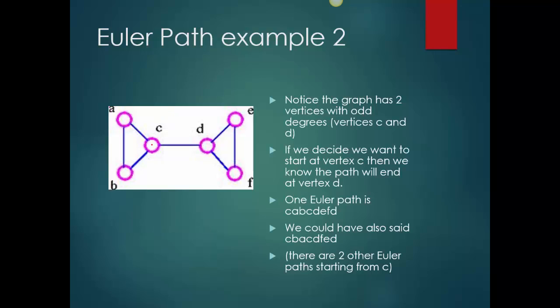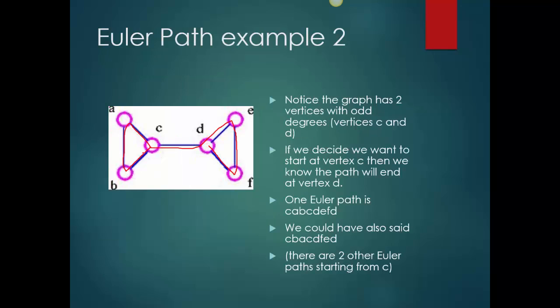All right, so if I start at C, I could go C, A, B, C, go across to D, and then I could go E, F, D. So I crossed over the whole thing, and I didn't pick up my pen once, and I drew the whole shape. That's what I'm looking to do.